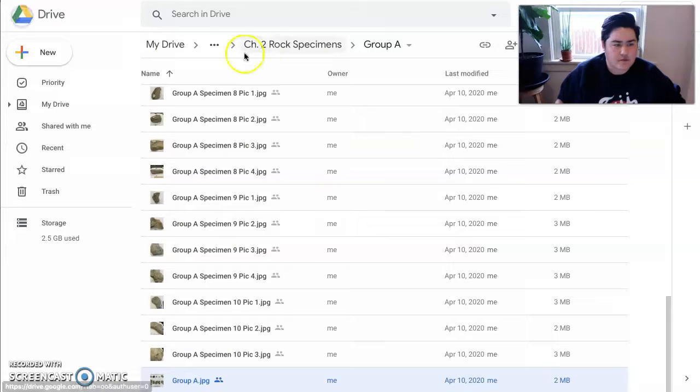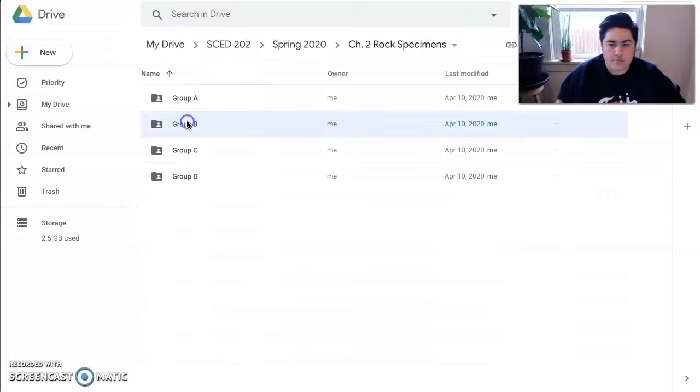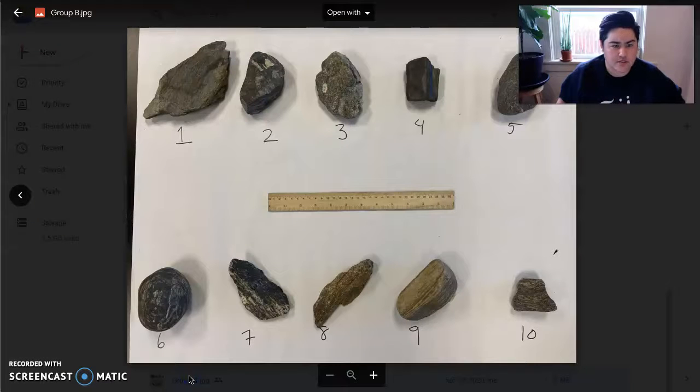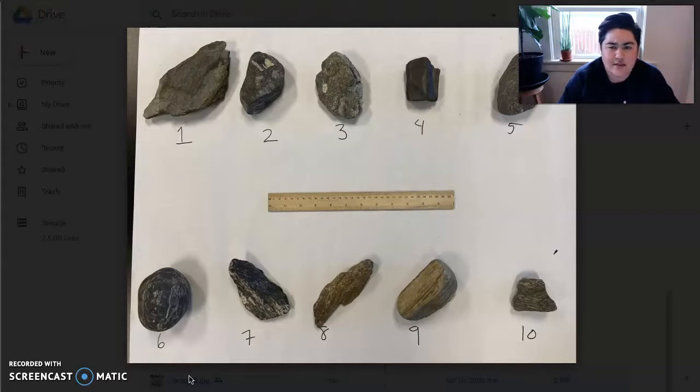Okay, so now let's go to Group B. Again, I'm going to open up the picture of the whole suite. And Group B is kind of difficult to figure out what ties all of these rocks together. So I just want to take a look at some of the characteristics that I think are noticeable.